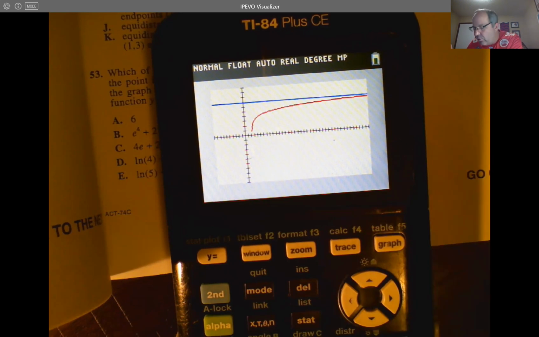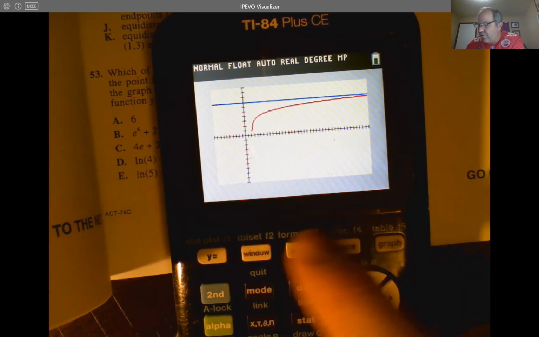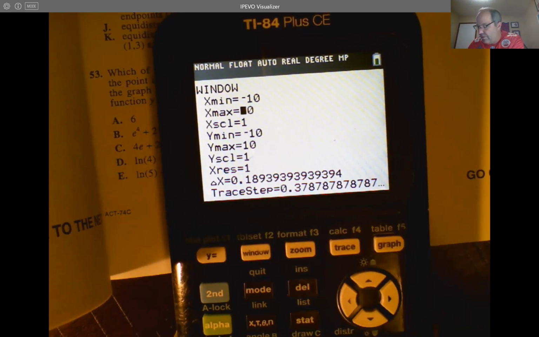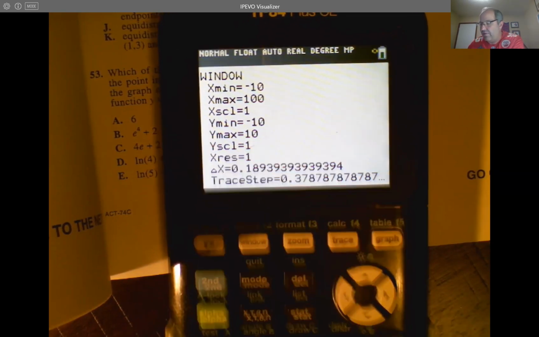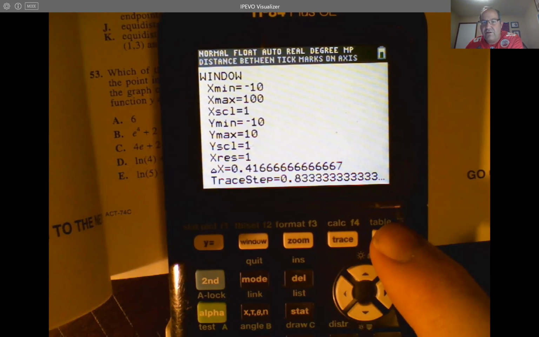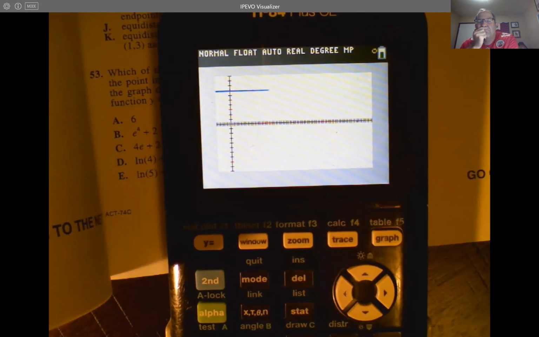All right, gotta go a little further. So I'm gonna press window again, and I'm through messing around. I'm gonna put in 100. Heck with this. Let's really make it go out there. And I press the graph button. All right, I think those lines definitely cross. We can use the calculator to find it.